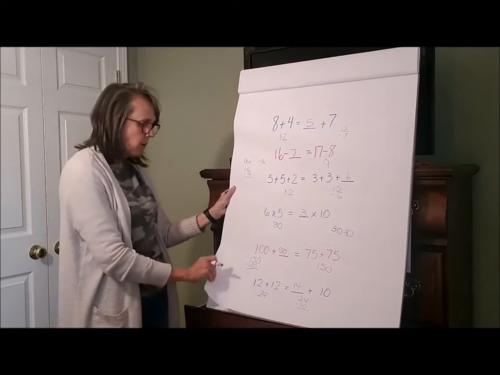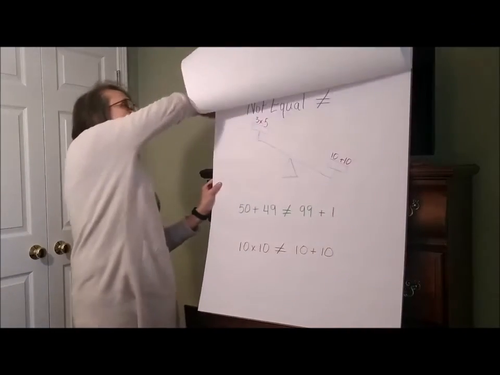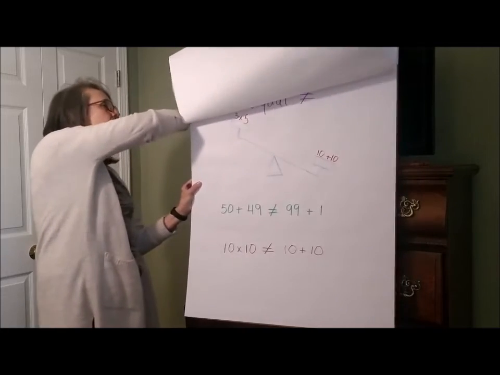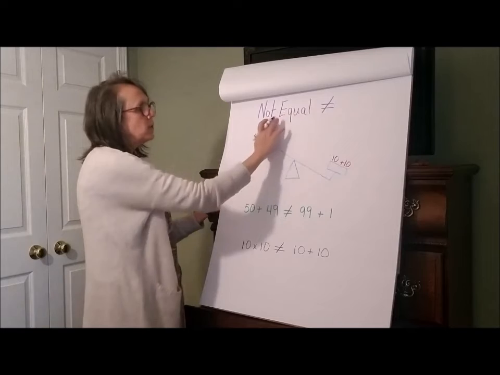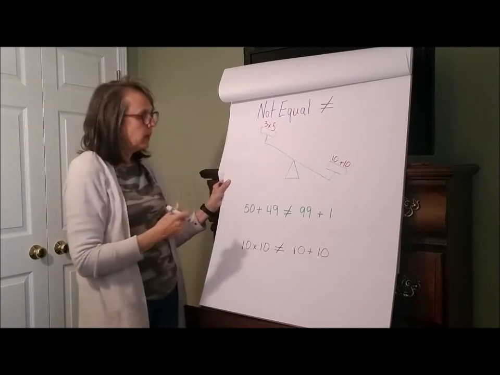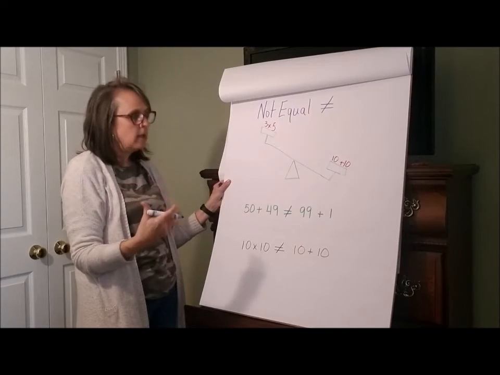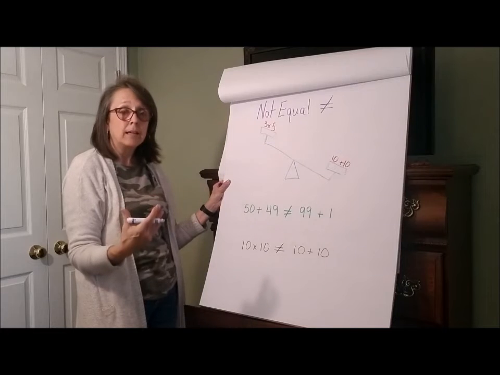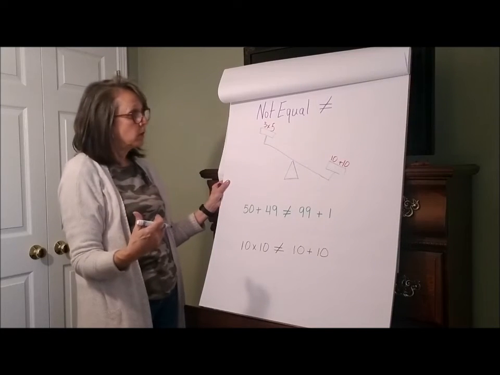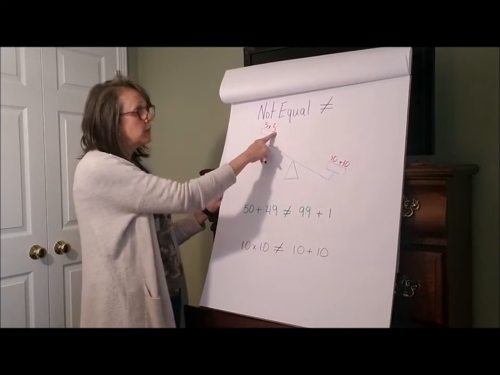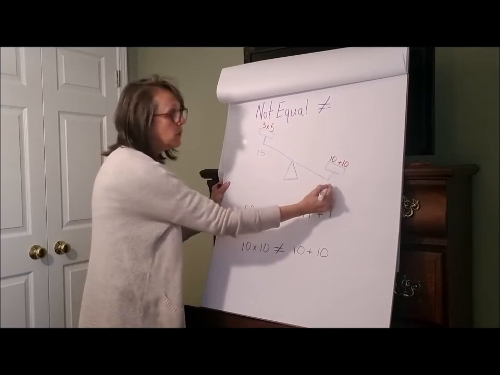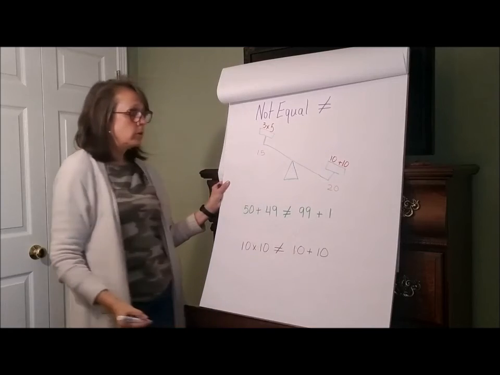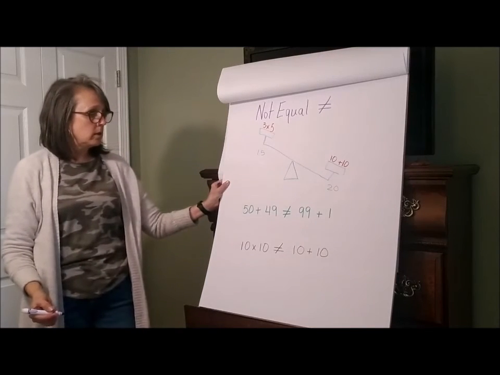Okay, now the last part of this, we also need to understand that it's not equal, it's not balanced, okay? So sometimes you will see that equations are not equal and you'll have to determine that they're false or incorrect. So 3 times 5 is 15. 10 plus 10 is 20. So those are not equal.